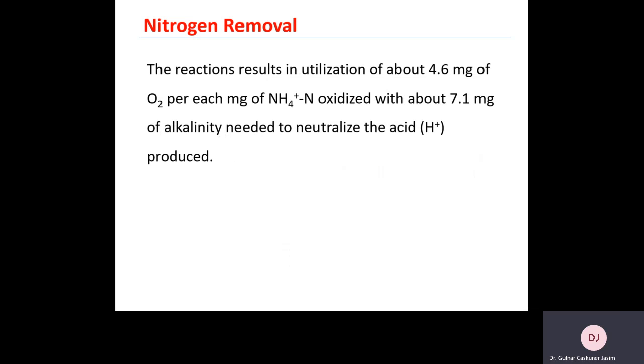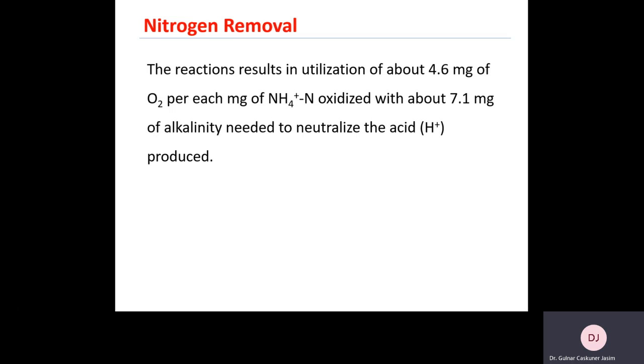The reaction results in the utilization of about 4.6 milligrams of oxygen per each milligram of ammonium nitrogen oxidized. So you can see that the oxygen demand, especially of the first phase of ammonium oxidation, at 4.6 milligrams, is quite high. So this nitrogen removal process is quite oxygen demanding. This is one of the reasons it is costly in treatment plants.